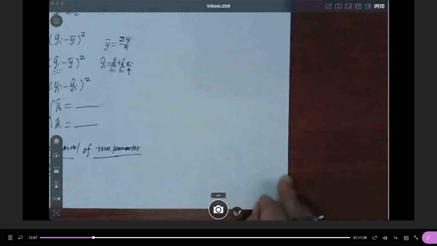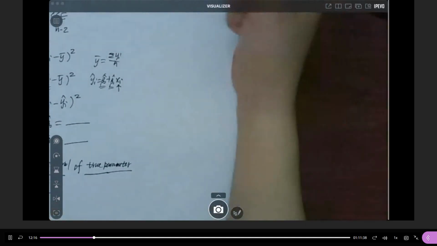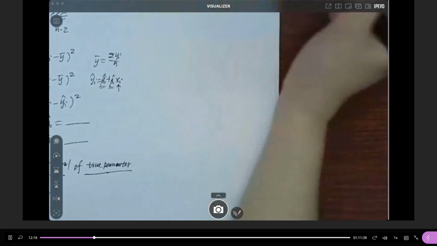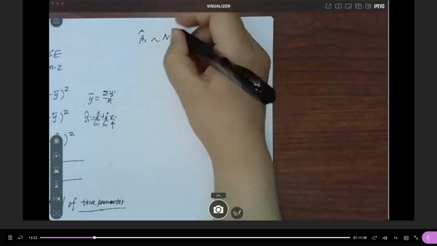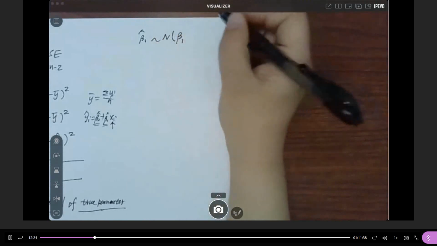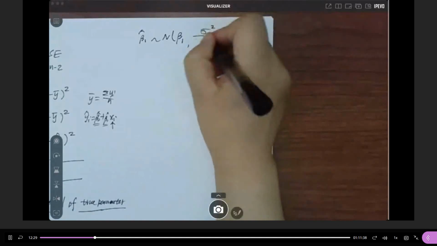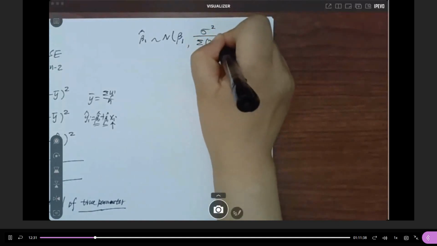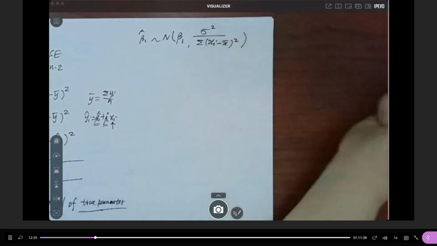Okay, so before we have the confidence interval formula, we need to review the sampling distribution of beta 0 hat and beta 1 hat. Remember in the previous lecture, we gave you that beta 1 hat follows a normal distribution with mean equal to the true parameter beta 1 and variance equal to sigma squared divided by the summation of (xi minus x bar) squared. That's the variance.